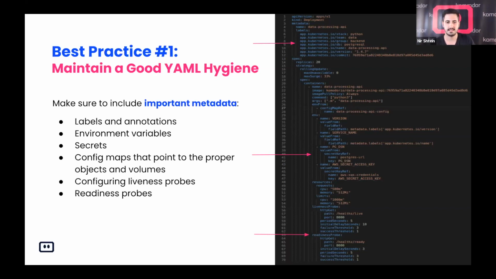And the second very common mistake that I saw is that people put their work configuration directly inside their YAML file. What you really should do is put your configuration in a config map, the secure configuration in secrets, and then just reference your environment variables to the config maps and to the secrets.